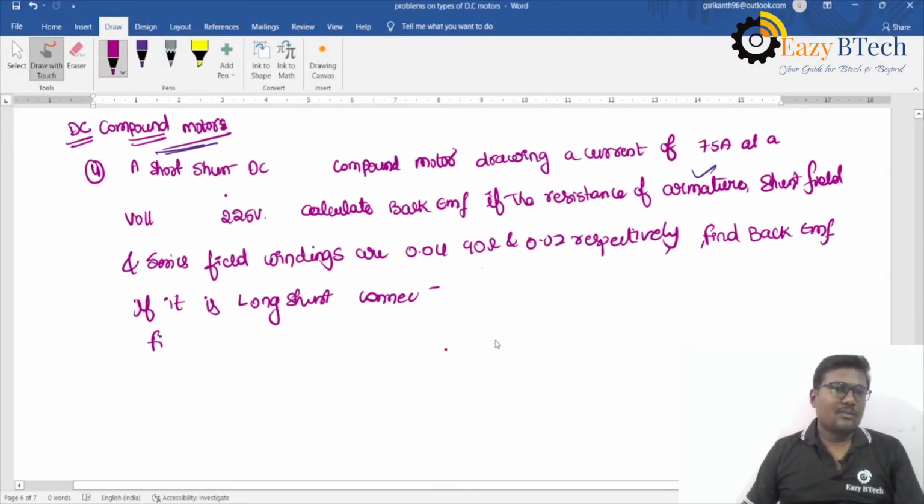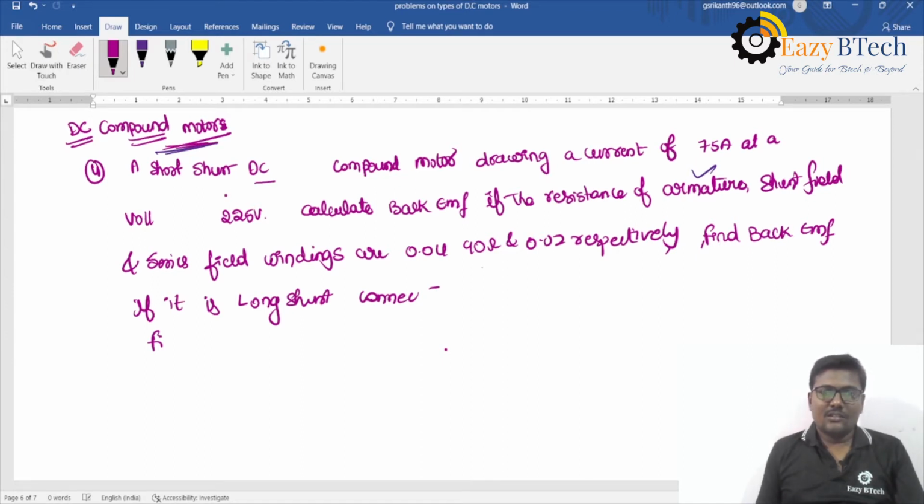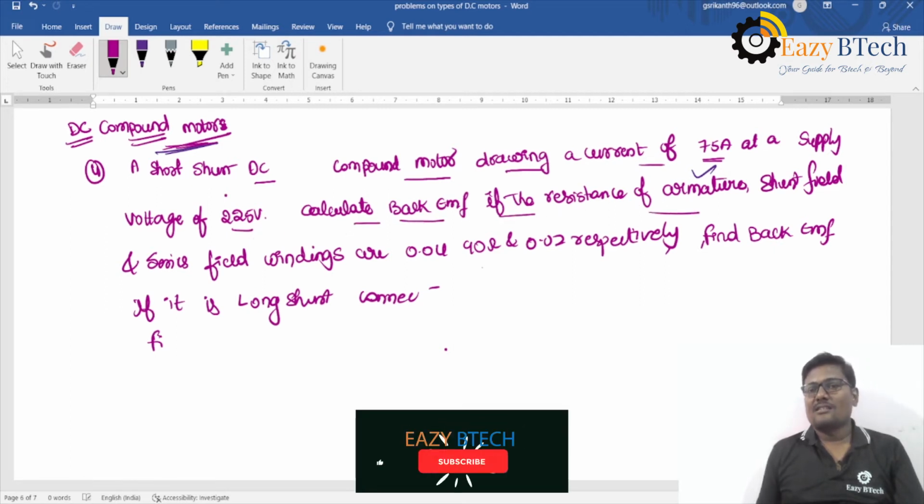In the previous lecture we solved the problems on DC series motor. Now the last model, the problems on DC compound motor. A short shunt DC compound motor drawing a current of 75 amperes at a supply voltage of 225 volts. Calculate back EMF EB with the resistance of the armature and shunt field resistance.